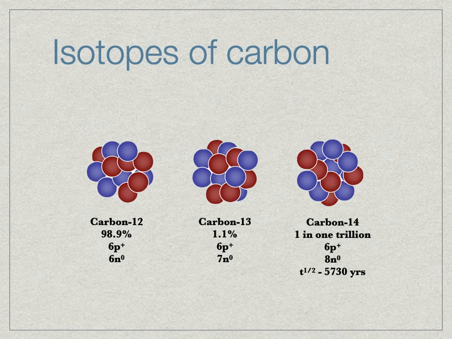So here we have in front of us the isotopes of carbon. All carbons have 6 protons. So here's carbon 12, 6 protons, 6 neutrons. Carbon 13, 7 neutrons. Carbon 14, 8 neutrons. Again, overwhelming majority of carbon in the universe is carbon 12. There's a small percentage of carbon 13, just over 1%. And a trace amount, 1 in 1 trillion carbons, is carbon 14.